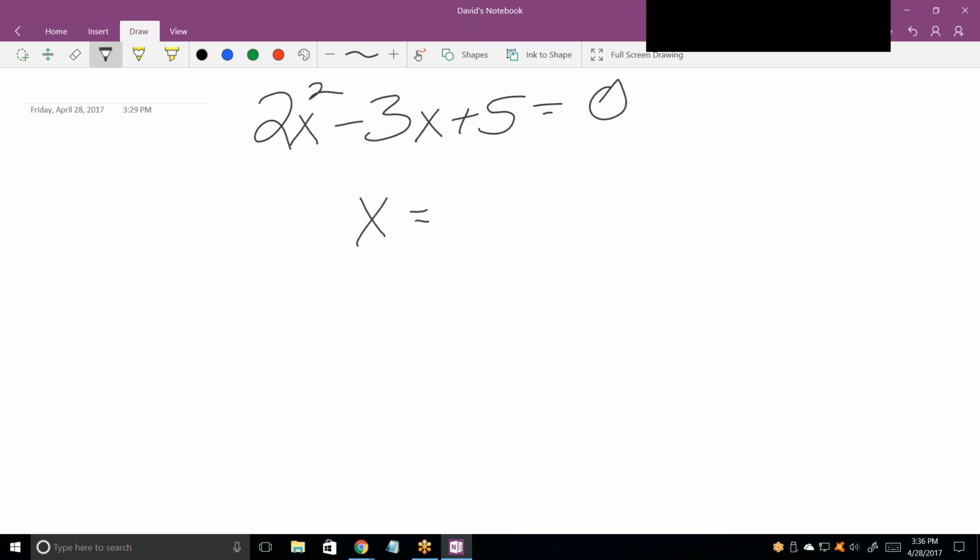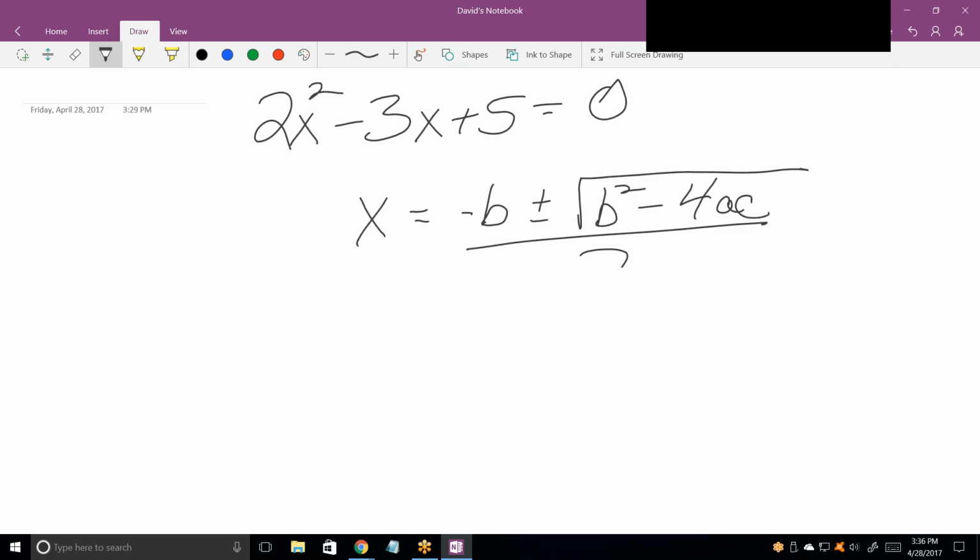What is the quadratic formula? Negative b plus or minus the square root of b squared minus 4ac over 2a. Good. And that's one you got to remember. That's not going away. So what's A, B, and C?